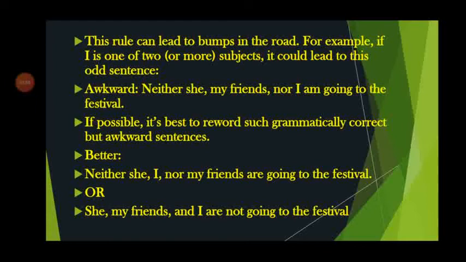When and is used, the subjects are treated as plural. But when neither-nor or either-or are used, that speaks of a selection. There, the subject that comes last, closer to the verb, determines the number of the verb.